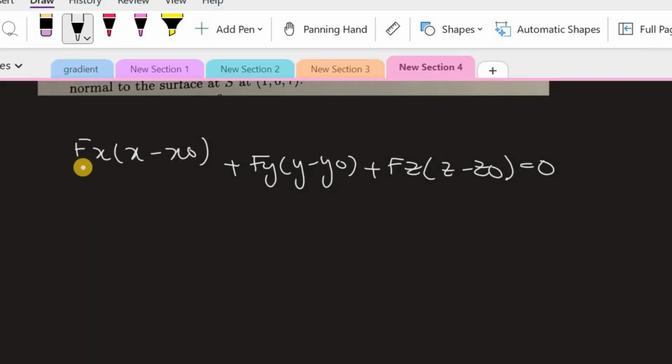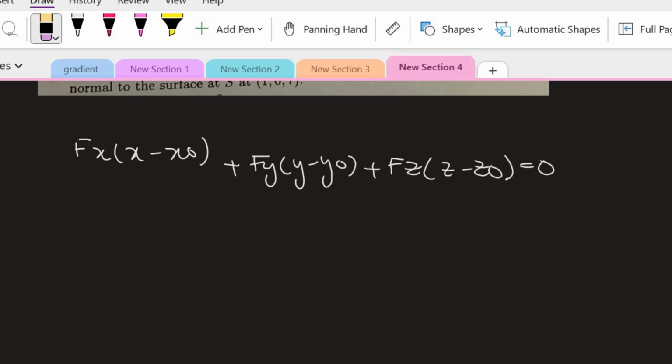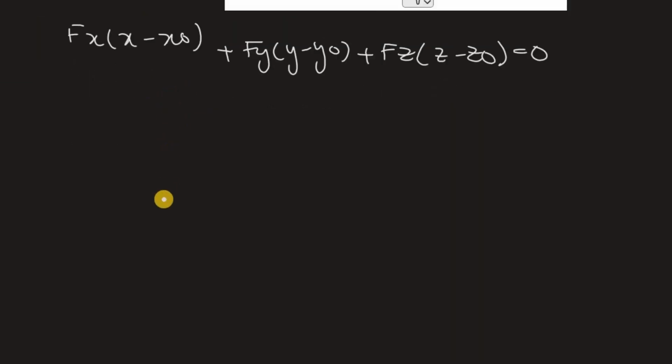Okay, so here f_x, f_y, f_z is nothing but the gradient vector, which means the partial derivative of f with respect to x, the partial derivative of f with respect to y, and the partial derivative of f with respect to z. So this is what f_x, f_y, and f_z mean, and this (x0, y0, z0) is the initial point given. I was just explaining the notation so you don't confuse yourself. Let's go ahead and find the gradient vector first.